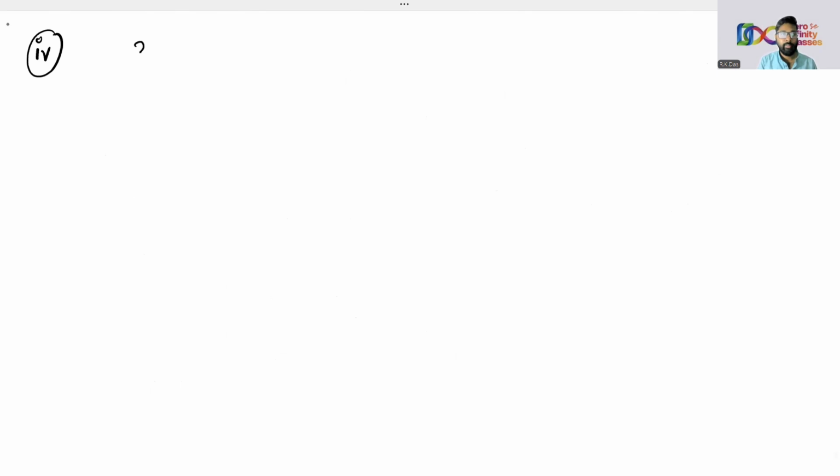So I'm taking what? 210681. We have to calculate the square root of 210681. The process is the same. First we have to write 210681 within a box.